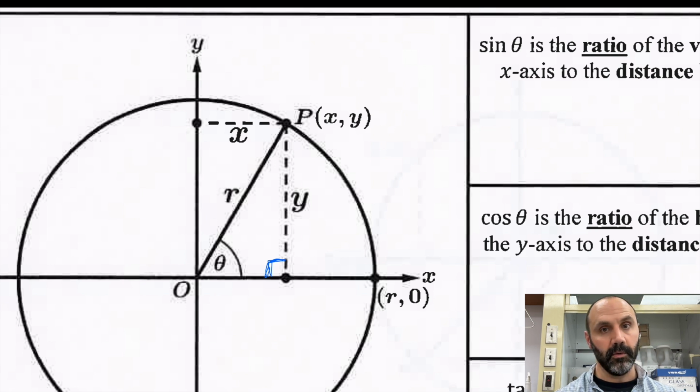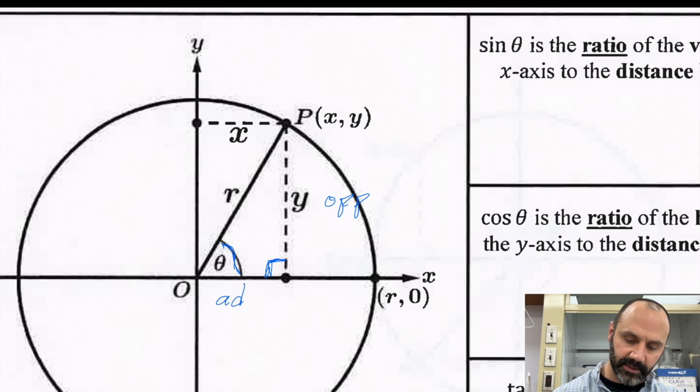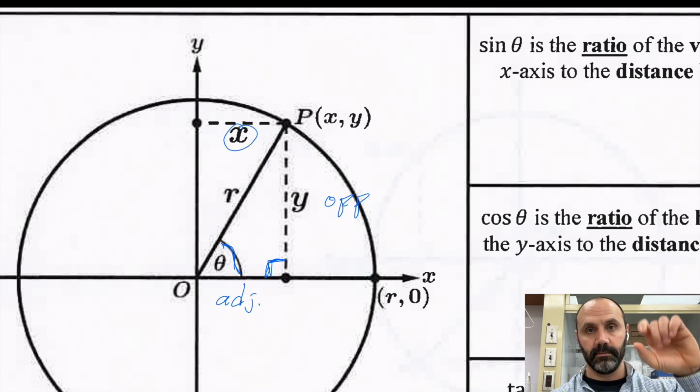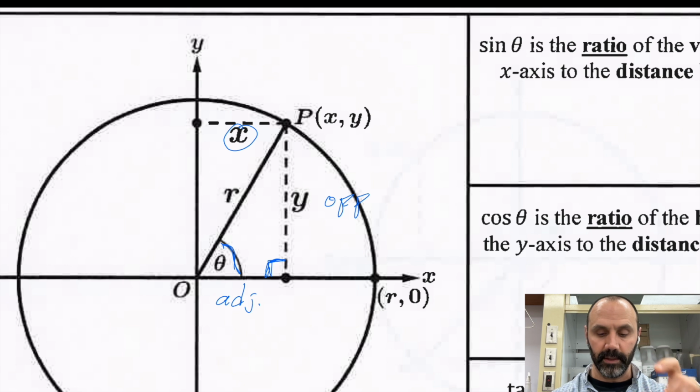A right triangle where y is the opposite side from the angle. Here's the angle. This is the adjacent side. And so the adjacent length is just the x coordinate. The vertical leg, the length of that is the opposite side, and that's just the vertical coordinate, the y coordinate. And then I have r.